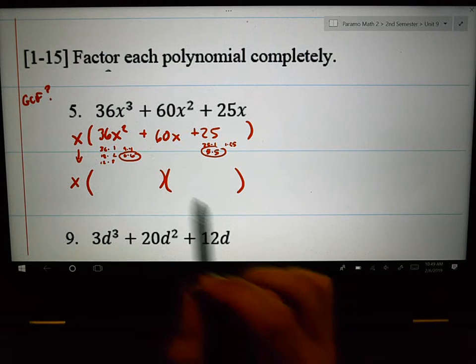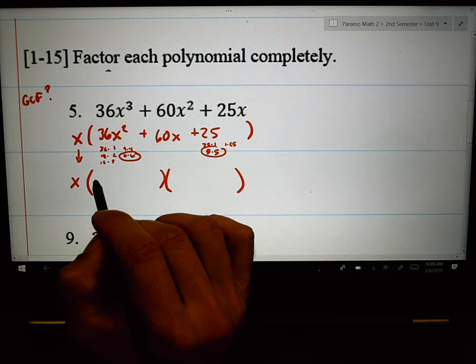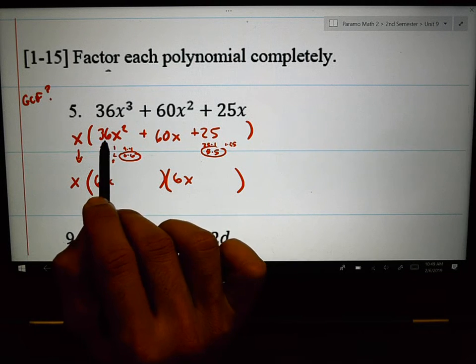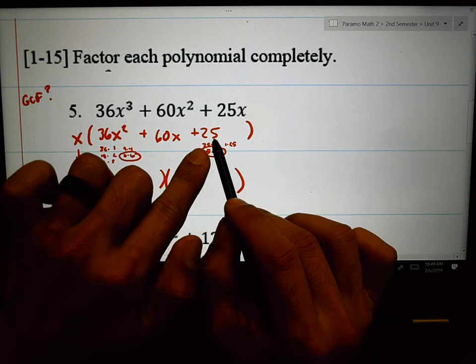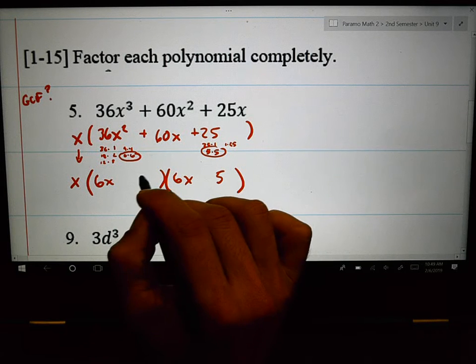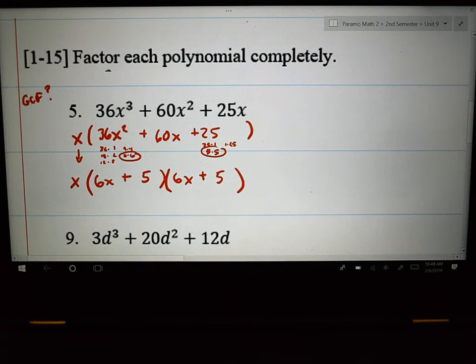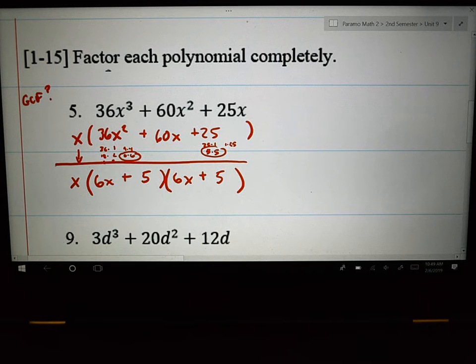So now how do I write that? I don't just use the 6 and the 6. There's a variable here. I need 6x times 6x to get to the 36x squared. I also need, we said it's going to be 5 times 5 to equal 25. I'm going to put the 5 in here and the 5 in here. And then I need them both to be positives.